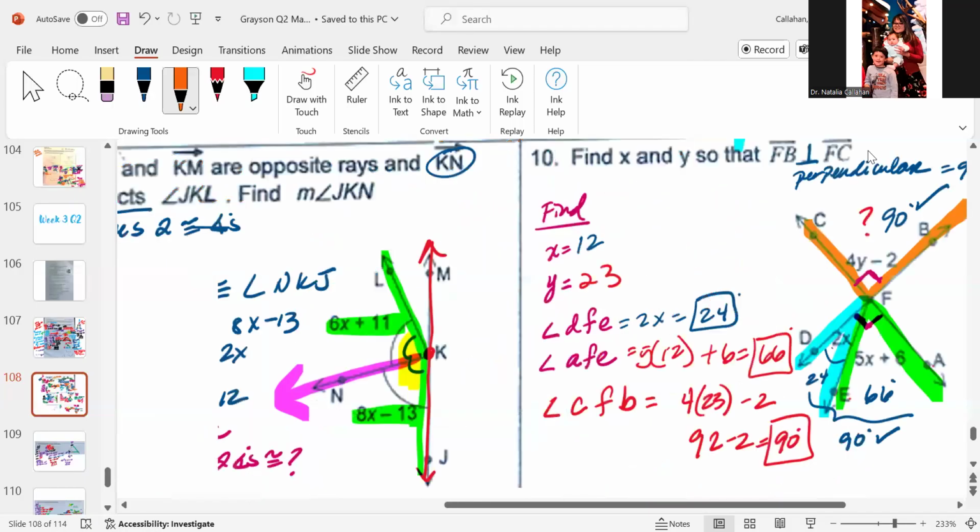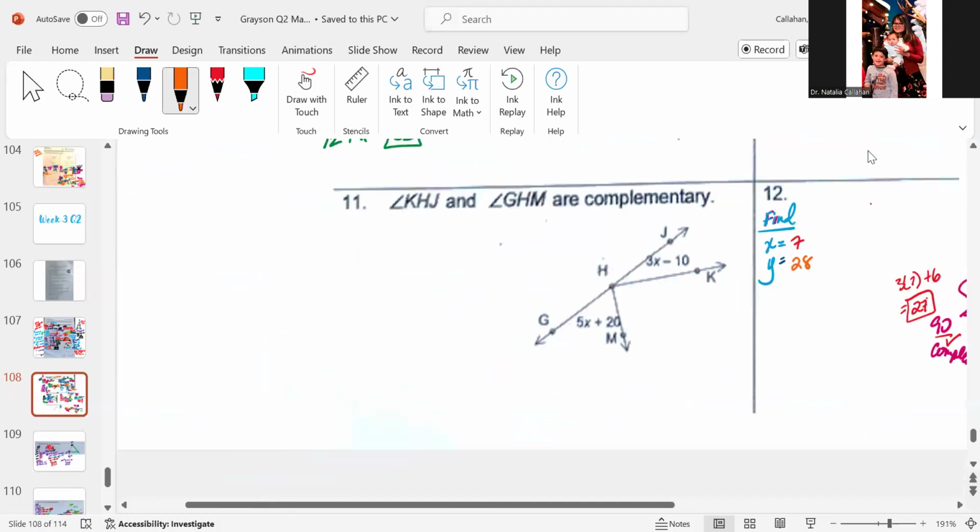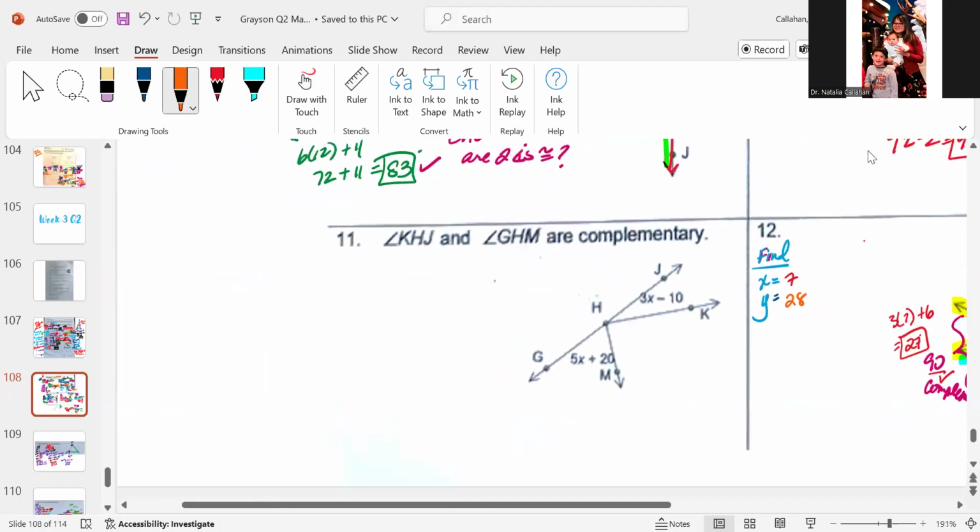All right, last one is number 11, right? So for number 11, let's take a look to see what we are given. What do you notice there? Oh, probably read here. KHJ, so highlight that angle.